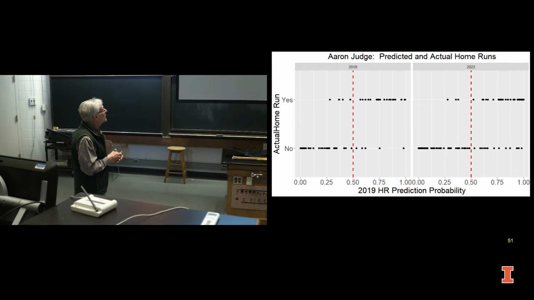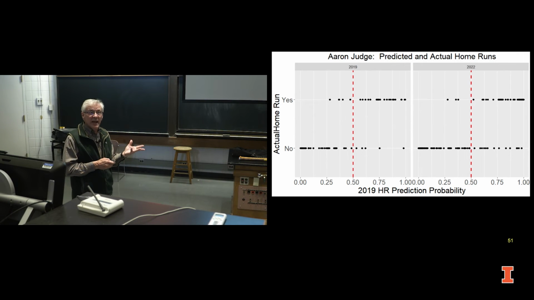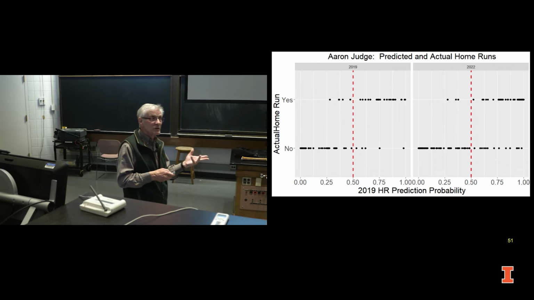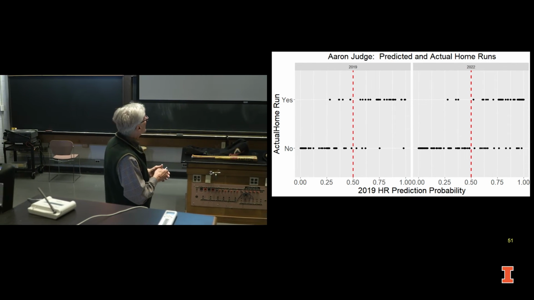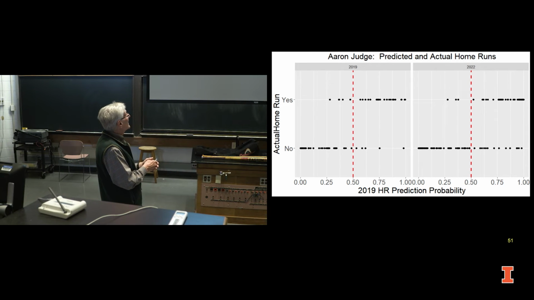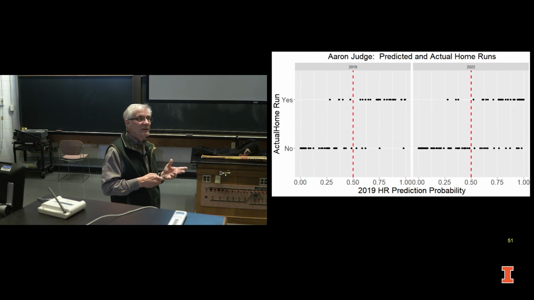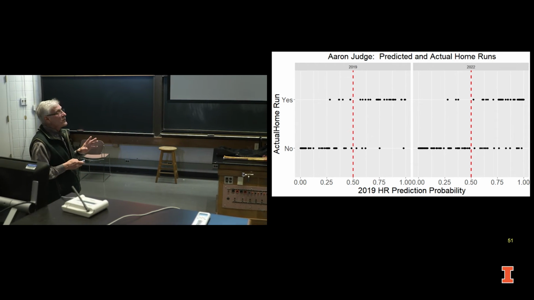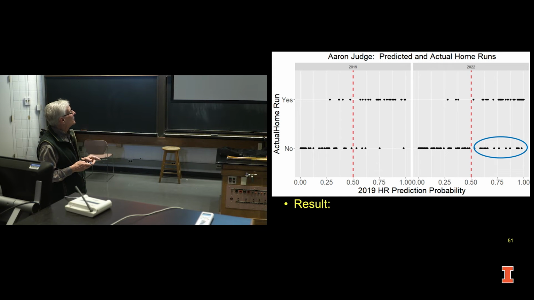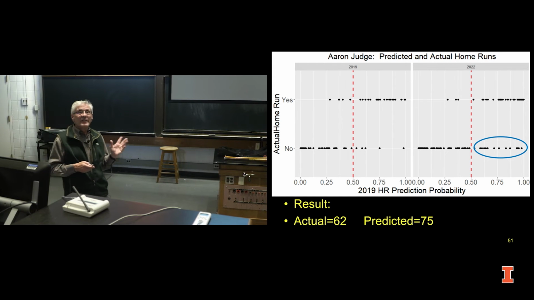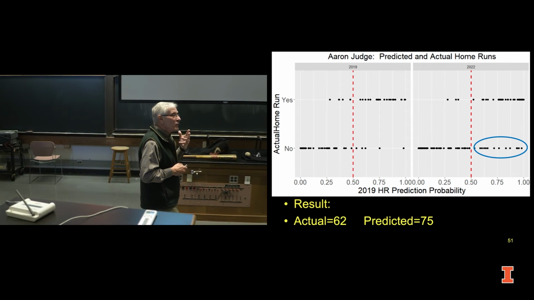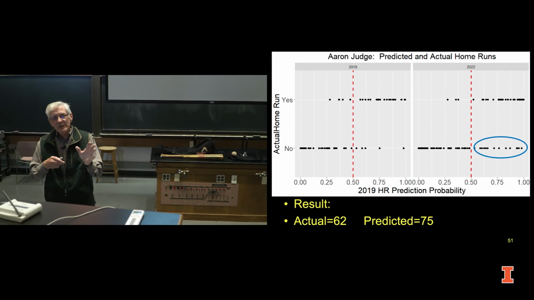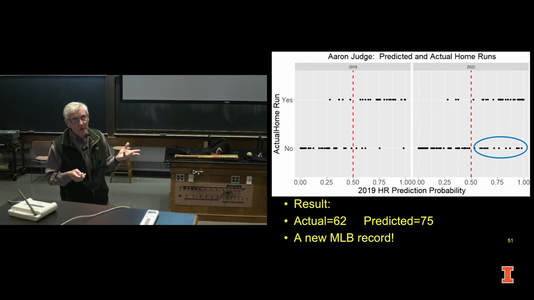But now look at 2022, where the ball did not carry as well. There's a handful of what you might call lucky home runs, where the probability was low, yet he still hit a home run. But look at the number of balls that he hit that would have been home runs in 2019 that were not home runs in 2022, okay? When you add it all up, the result is 75. Had the 2019 baseball been used, Aaron Judge would have hit 75 home runs, which would have been a new MLB record.